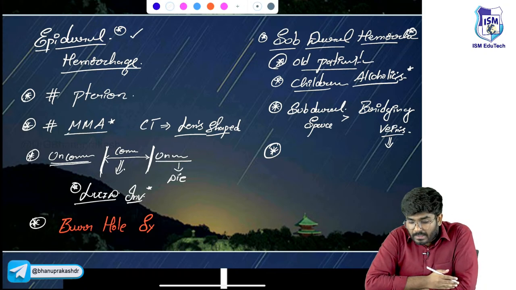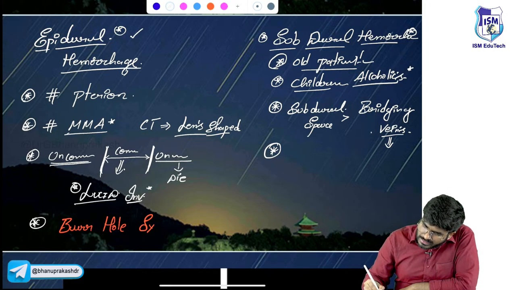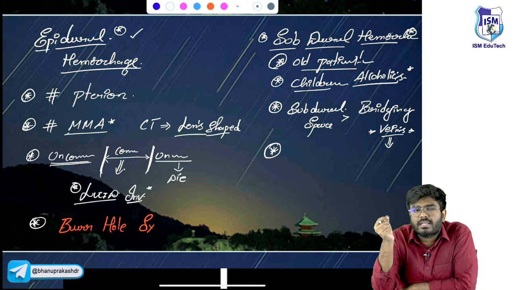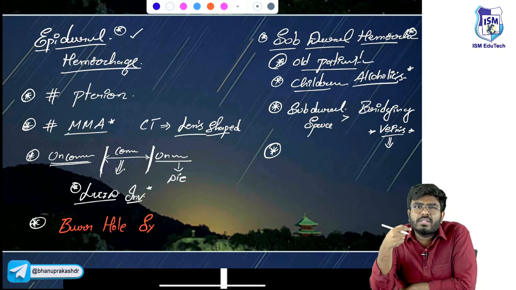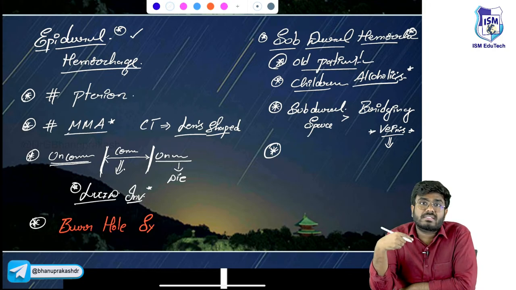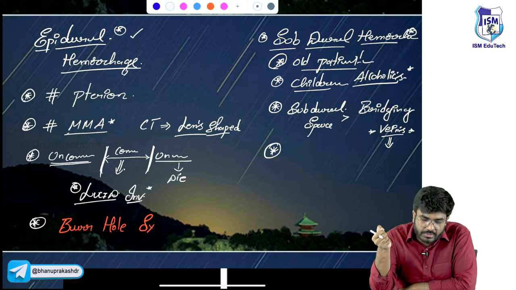Now, in subdural hemorrhage, what is happening? It's the small veins that are rupturing. When the veins are ruptured, the bleeding is going to be passive, slow. So it takes months to show the symptoms. It's a light bleeding. So epidural hemorrhage is more dangerous when compared to subdural hemorrhages.